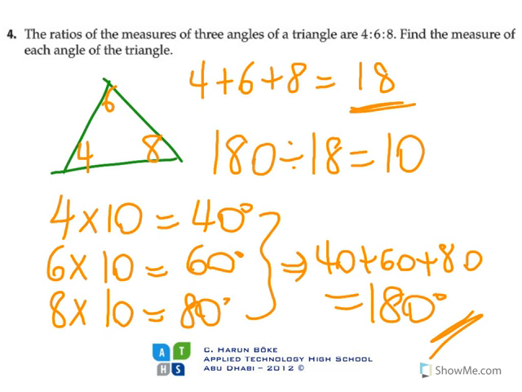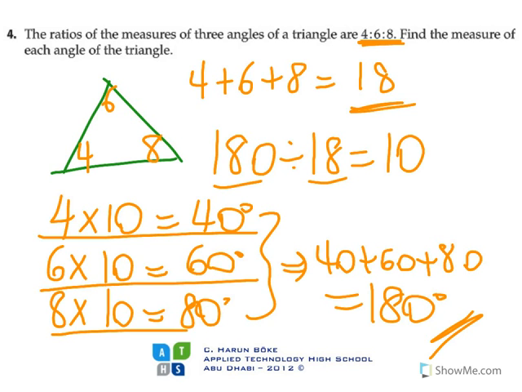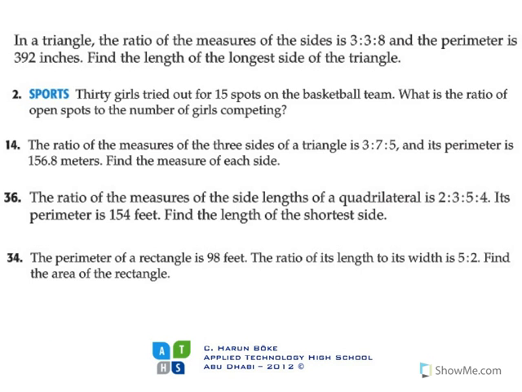So what we have to do is add the numbers in the ratio, then divide the total by that number, and then multiply with each number in the ratio to find the actual size of the given quantities. Now it is really your turn. Now I'm going to present some problems. You will solve the problems and show me.